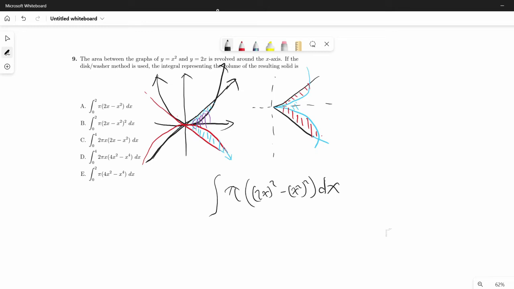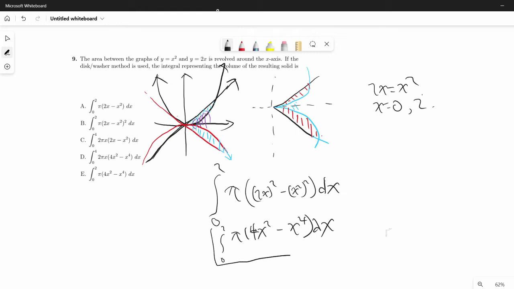And we can find the limits of integration by, again, making these equal to each other. And then we can see that x equals 0 or 2. So here, simplify a little: 4x squared minus x to the fourth dx. So yeah, it would be option E.